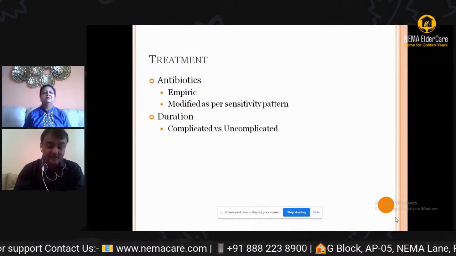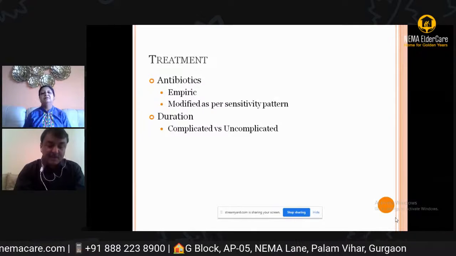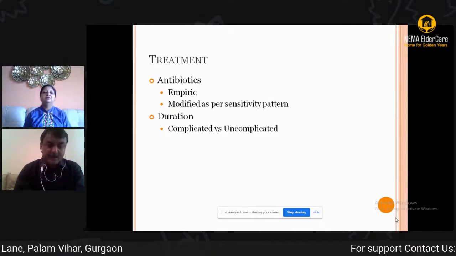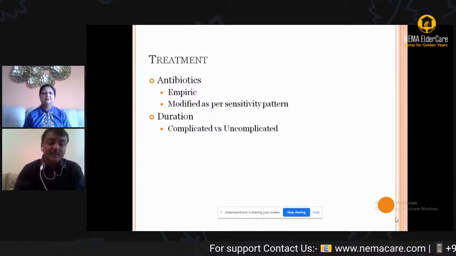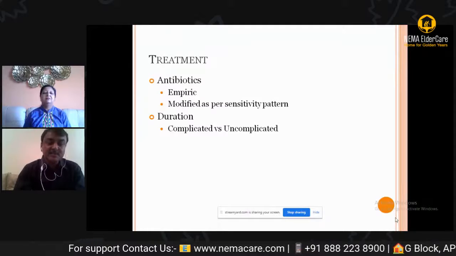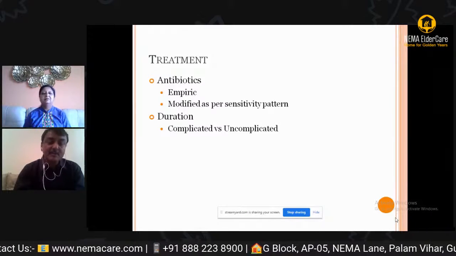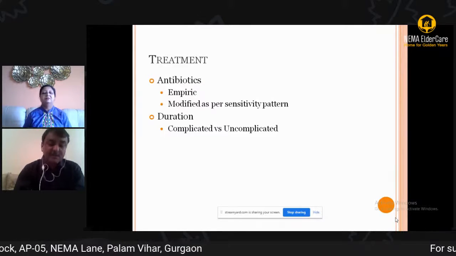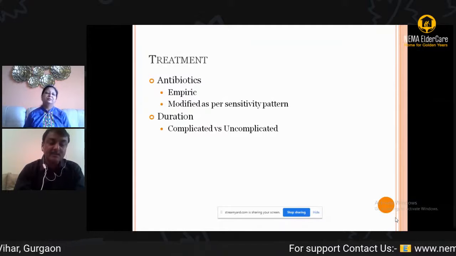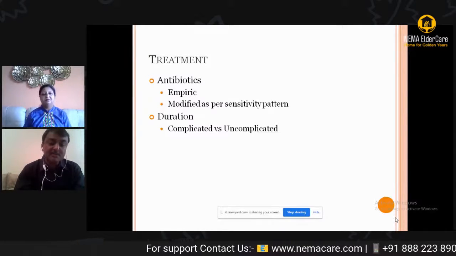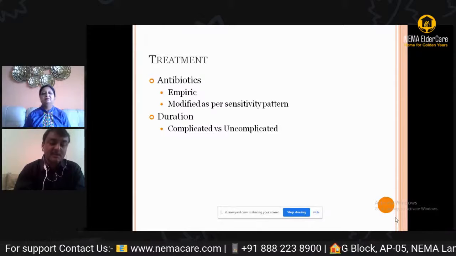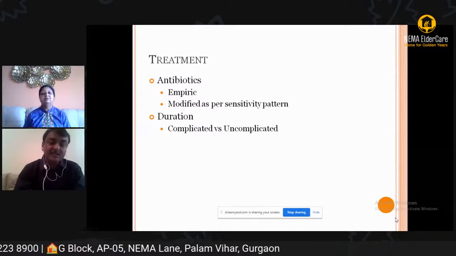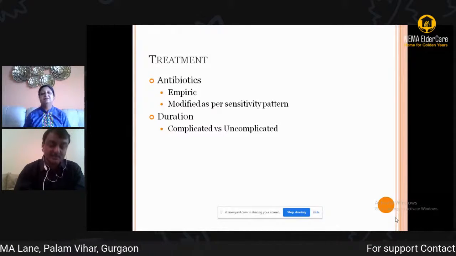How long to treat? Now, that's a very difficult question to answer. It depends on whether it is a complicated or an uncomplicated UTI. By the term complicated, we mean that there is some other factor which increases the risk of infection or which makes it a very difficult infection to treat. These factors can be presence of a urinary catheter. It can be presence of some sort of obstruction in the urinary system. It can be due to presence of stones, etc., in the urinary system, which make it difficult to treat these infections. And there is a higher chance of recurrence of infection in this group of patients.